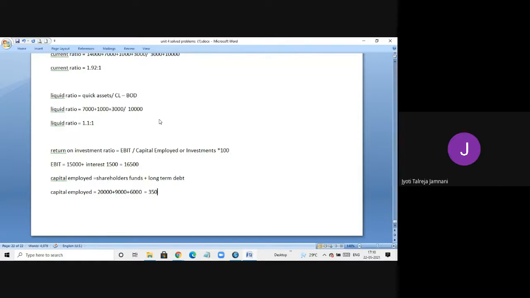We get the capital employed as 35. Okay. So return on capital employed equals EBIT 16,500 divided by 35,000 into 100. You get it as 47.14%.